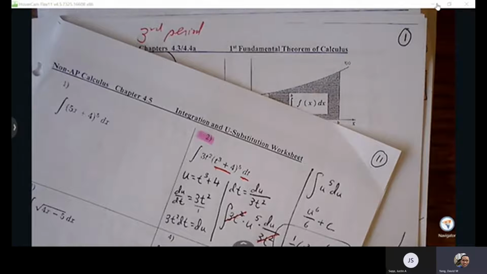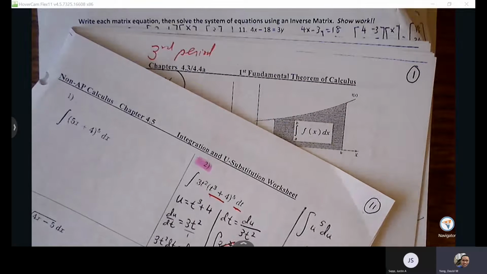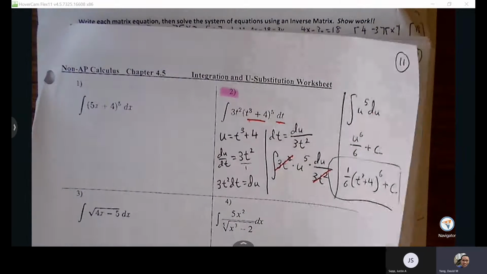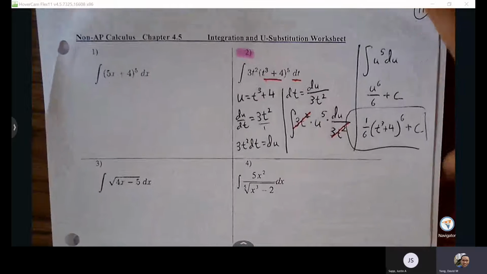Your 4.3 to 4.4 packet. This is before the 4.3.4.5 packet. This is the 4.3.4.4 notes packet. If you go to page 11, we have not had a chance to go through integration and U substitution worksheets, so we'll try to just hit some problems on page 11 and 12.